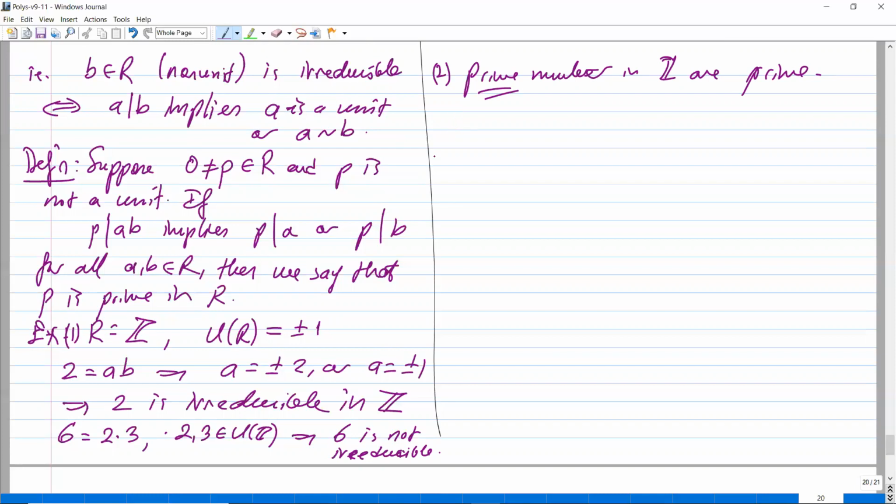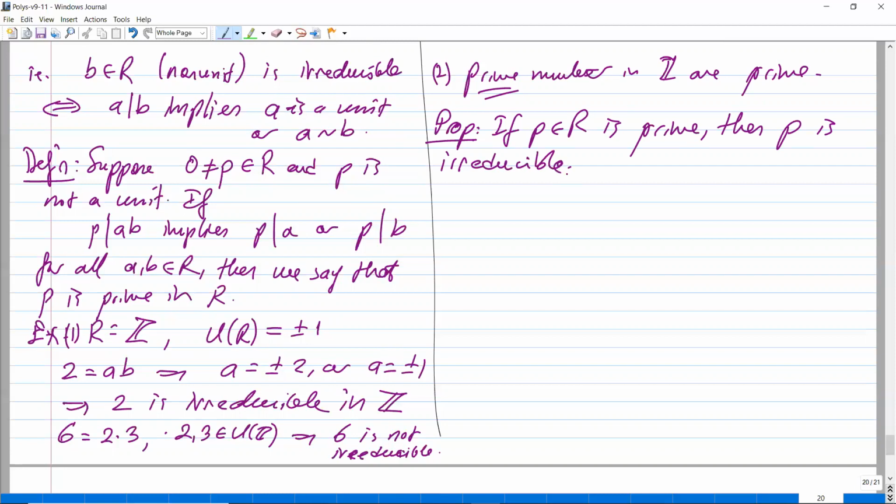So this is in general. Let's see. Here's a proposition. Remember, we are working on an integral domain, R is an integral domain. So if P in R is prime, then it is irreducible. So prime elements are always irreducible in any integral domain.